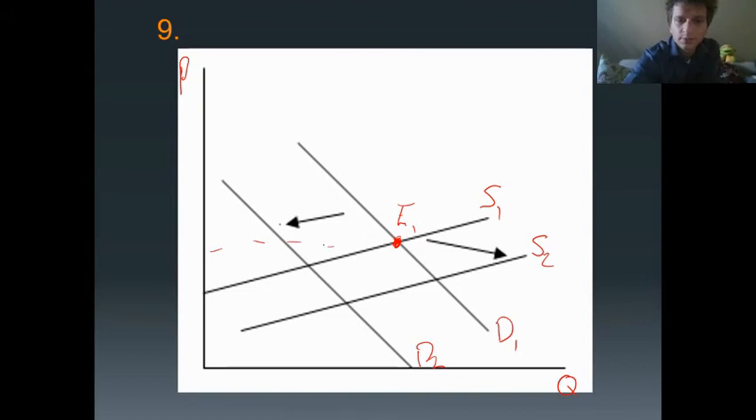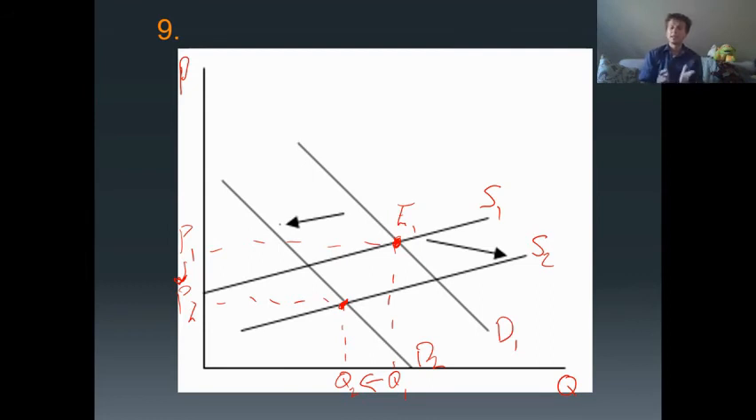So at our original equilibrium, here is our price. Here is our quantity. At our new equilibrium, here is our quantity. Here is our price. So in this case, you see that quantity actually decreased. Price still decreased as well. But in this case, quantity decreased instead of increasing. Whereas when we had the same style of shifts in the last one, we had quantity increasing with price decreasing.